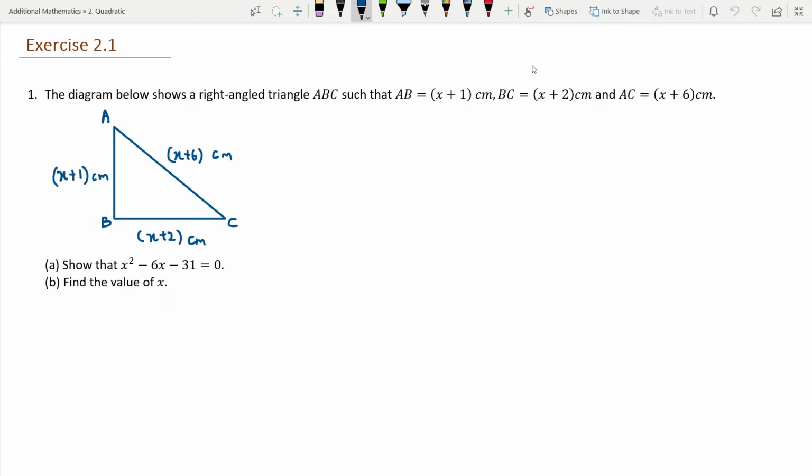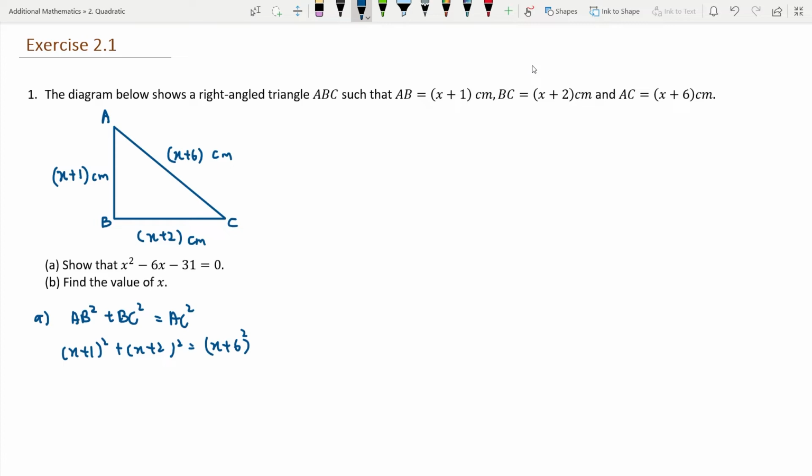Since we have the length of all the three sides and we are told that it is a right angle triangle, we can apply Pythagoras theorem in this question. AB squared plus BC squared is equal to AC squared. Substitute the length. (x plus 1) squared plus (x plus 2) squared is equal to (x plus 6) squared.